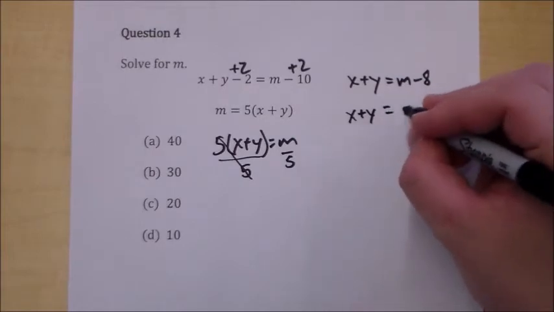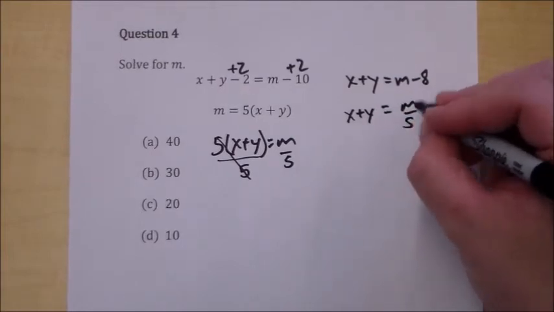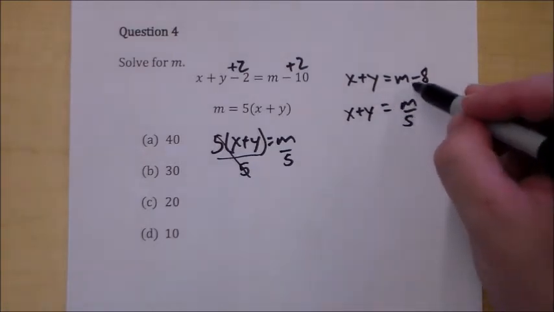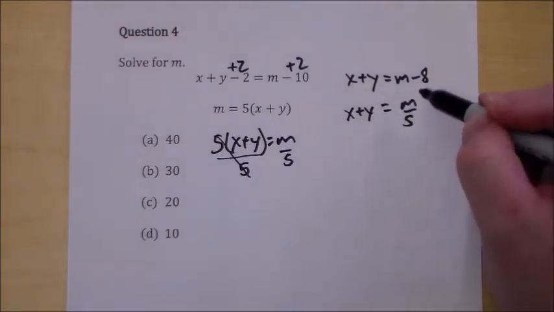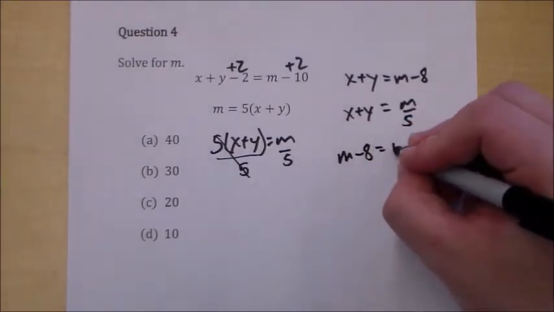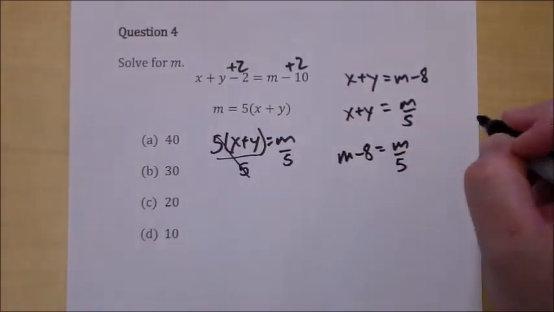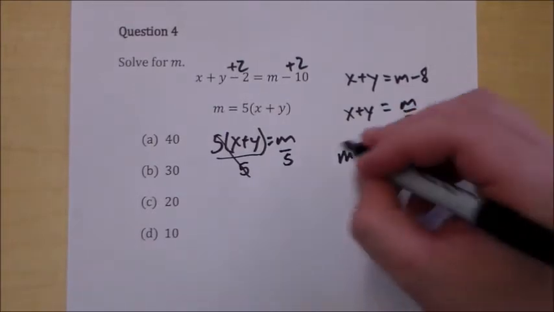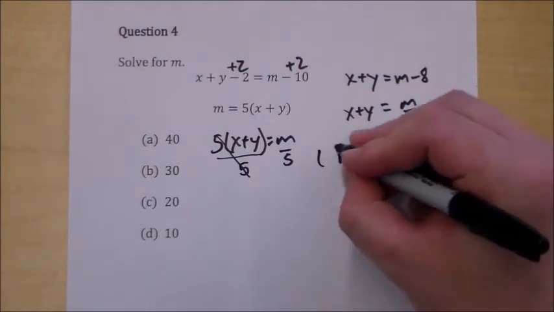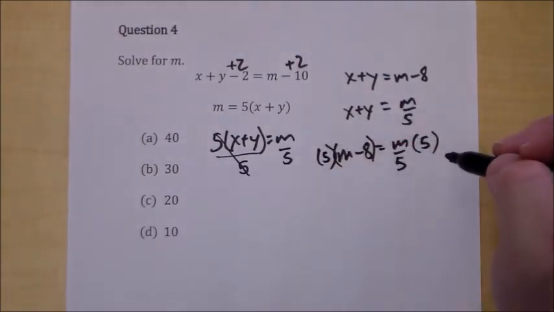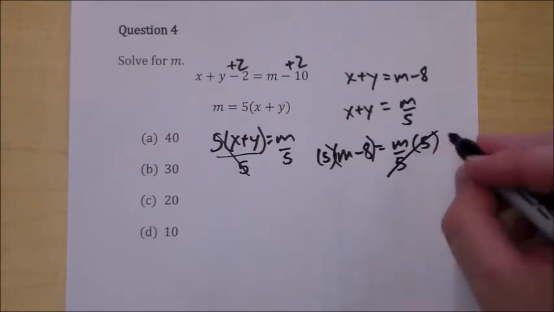X plus Y equals M over 5, and X plus Y equals M minus 8. So just as before, if X plus Y equals this, and X plus Y equals that, then this must be equal to that. And we have M minus 8 equals M divided by 5. Now fractions are my friends, but sometimes I just want to get rid of them. So I'm going to multiply both sides of the equation by 5. That is good legal math, right? Sorry friends, you gotta go.